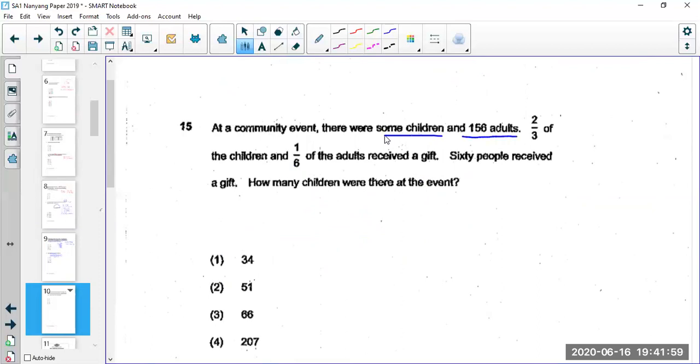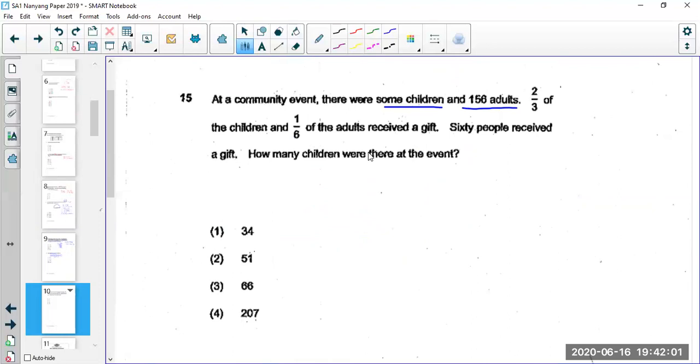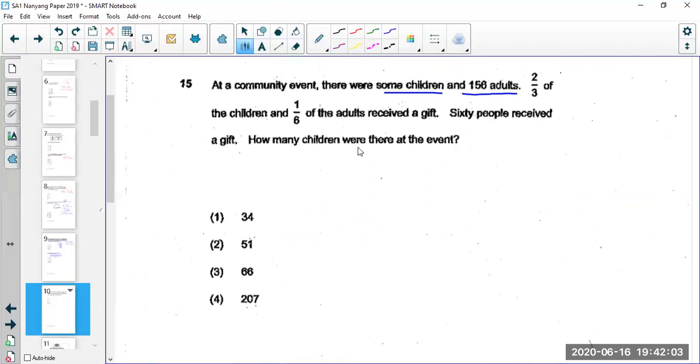Right? There were some children and 136 adults. And if you don't know how to draw, then don't draw. Go to the next sentence, right? If you don't know how to draw the first sentence, then go to the next sentence. 2/3 of the children and 1/6 of the adults receive a gift. Can you draw out the fraction?